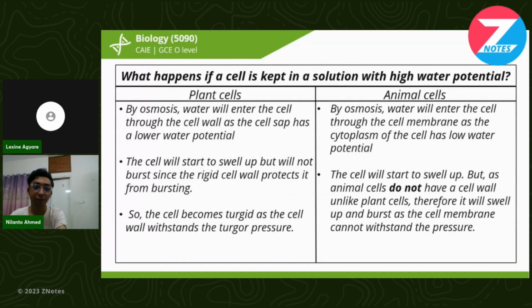Now, the water potential of a solution can have an impact on certain types of cells, especially plant cells and animal cells, due to the movement of water in and out.